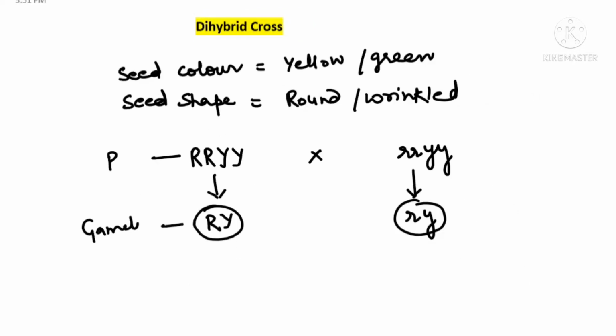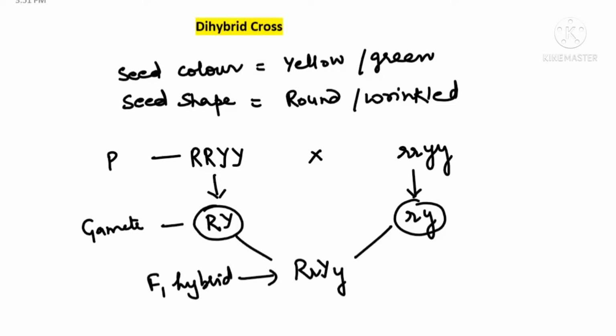Now the gametes will be fusing to form the F1 generation. So this is the F1 generation, which is obtained after crossing the two parents. Both are pure. Now when the F1 hybrid goes for selfing, you have to focus here. What are the ways by which we can get the law of independent assortment?